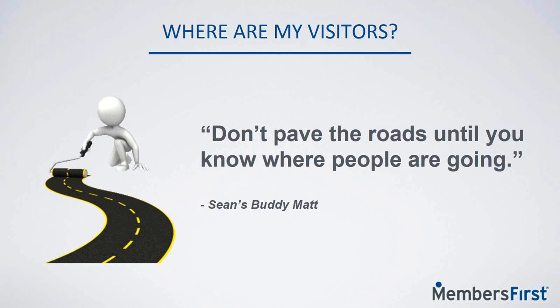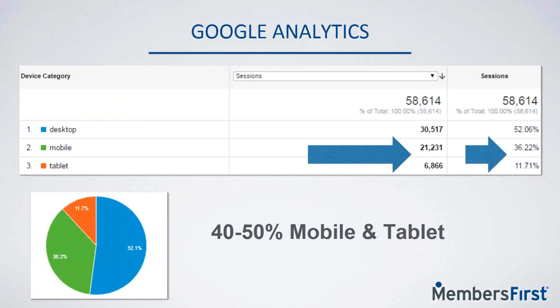So let's remember, we have desktops, we have iPads, which really were just invented about 7 or 8 years ago, and we have smartphones. It's important to know where people are coming from when they visit your website, of course. My friend and colleague Sean has a buddy, Matt, who is an engineer and always says to us, "Don't pave the roads until you know where people are going." That's even true here in the club industry. The good news is, however, we do know where people are coming from.